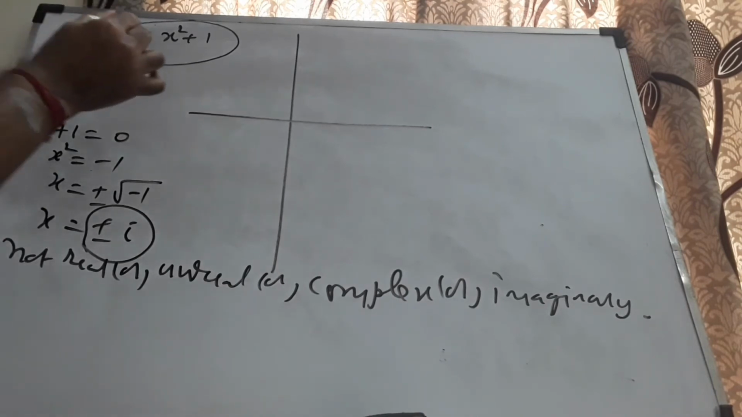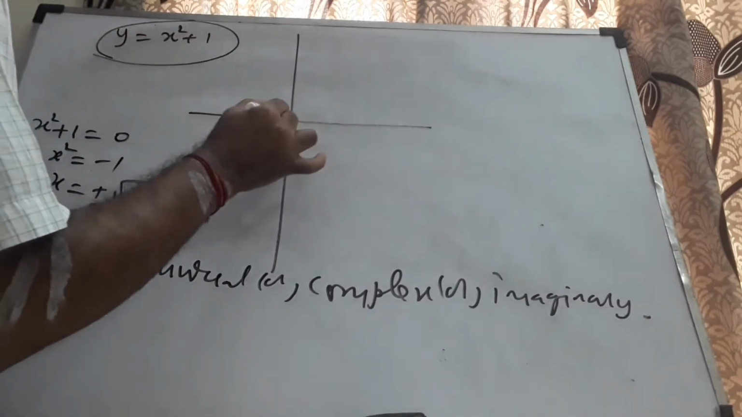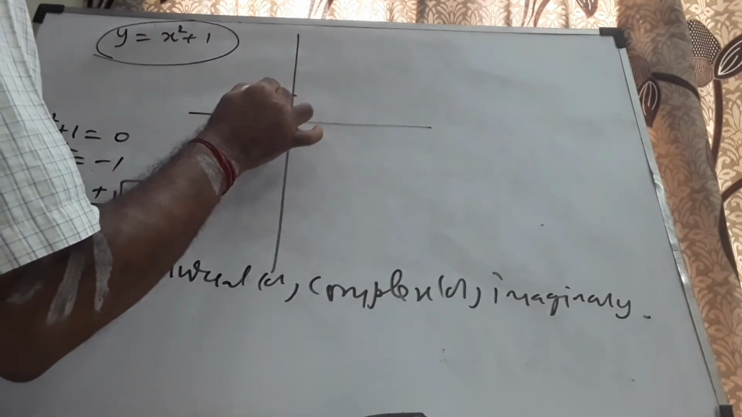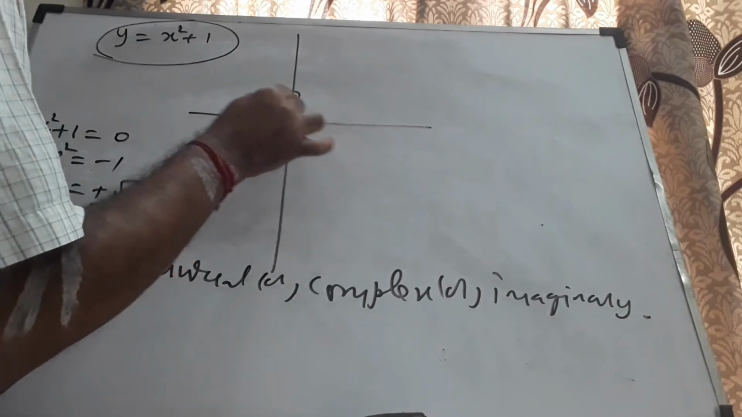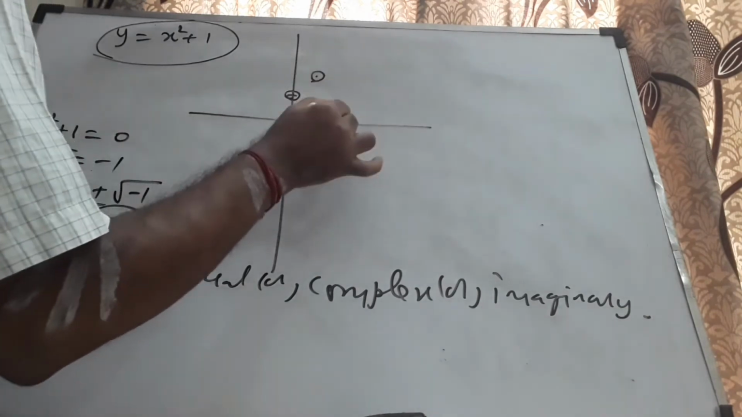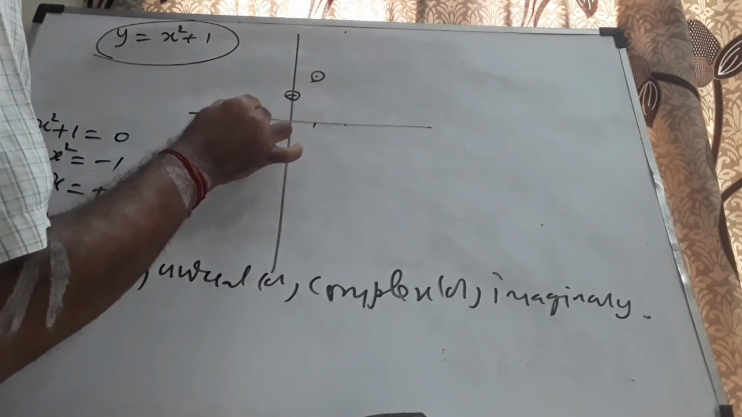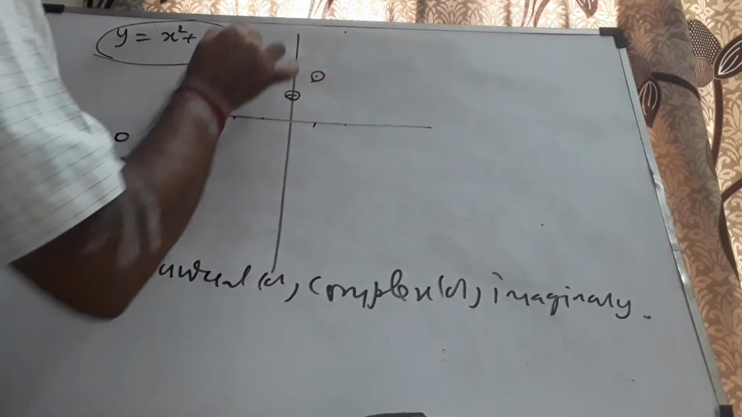Just to draw, how do you draw? Just listen carefully. It passes through 0, 1. When x is 0, y is 1, so 0, 1. This is one point. And it passes through 1, 2. It passes through 2, 5. Similarly, minus 1, 2 and minus 2, 5.